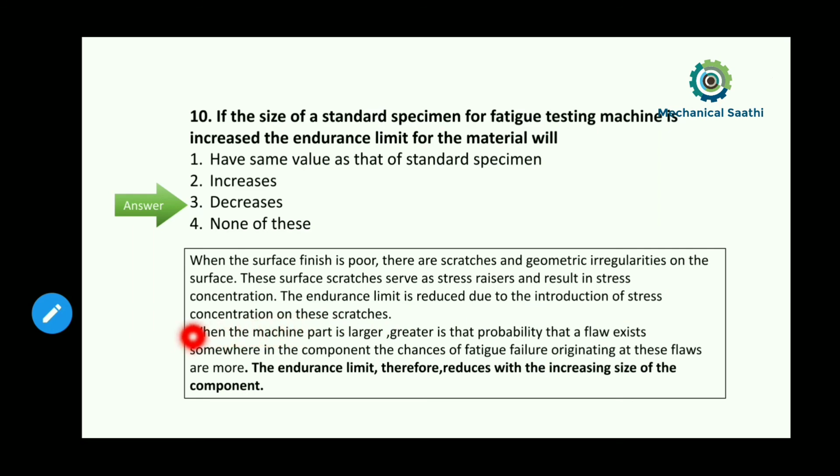So where will it exist? Somewhere in the component. The chances of fatigue failure originating at the flaws are more. So at that region, the probability, that is the chances, of fatigue failure will be more. That's how we can say the endurance limit reduces with the increasing size of the component.